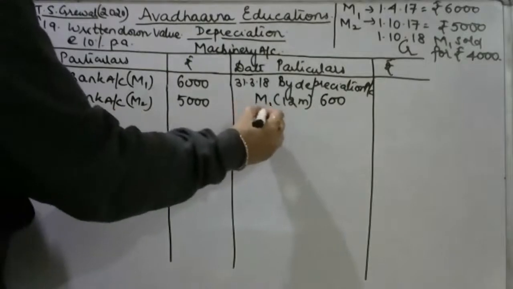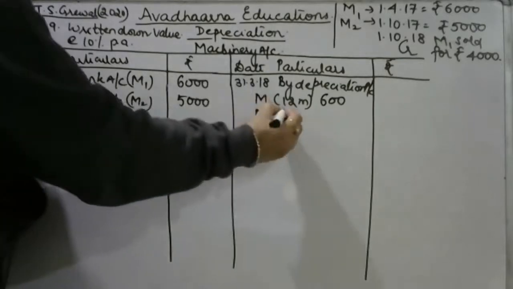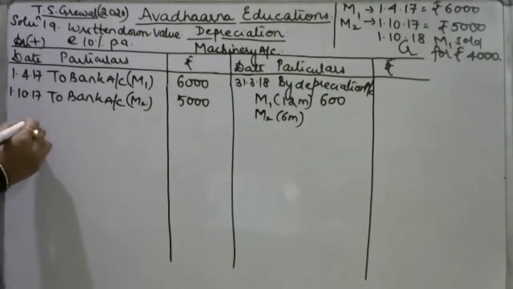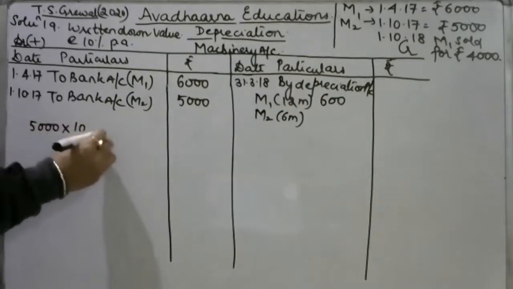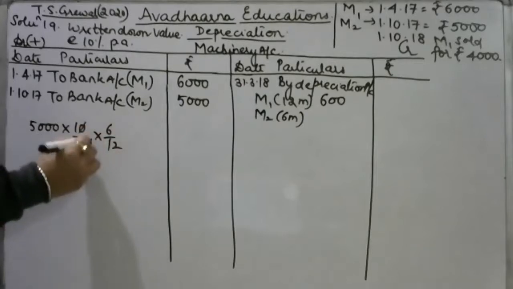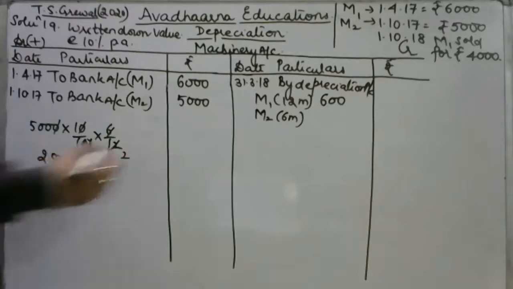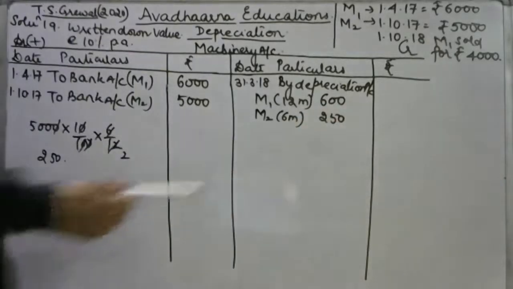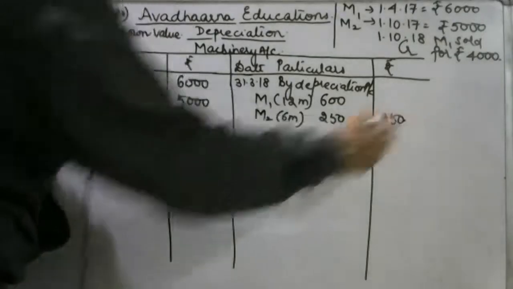Then again for M2. Now since M2 is being purchased on 1st October 2017, depreciation on this machinery will be charged for 6 months. So let me show the working over here. If I'm going to charge depreciation on 5,000 at the rate of 10% for 6 months, the value will be 250 rupees. So depreciation charge on the second machinery is 250 rupees. The total annual depreciation is 600 plus 250, which is equal to 850.